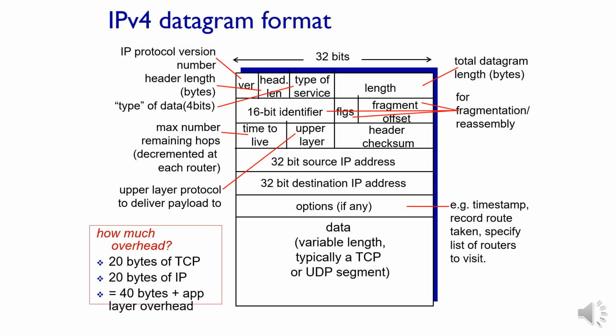Typically, a TCP or UDP segment will be the content of the datagram data part. We will see each of the fields in detail in the coming slides. In total, the 20 bytes of TCP header plus 20 bytes of IP header, that is 40 bytes of header length, plus the application data will be the content of the datagram.